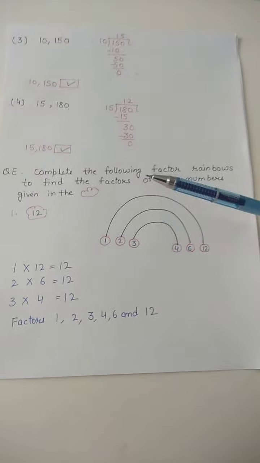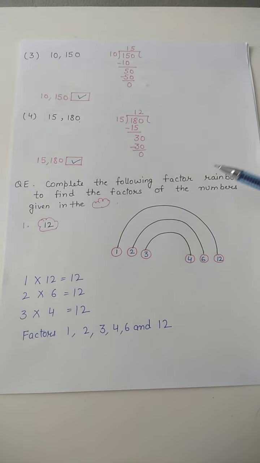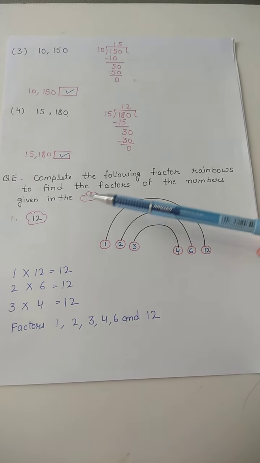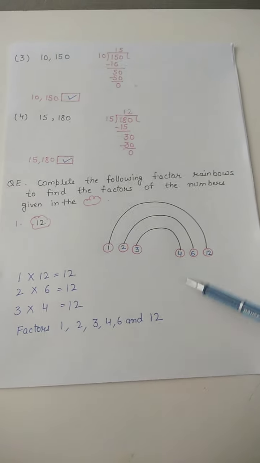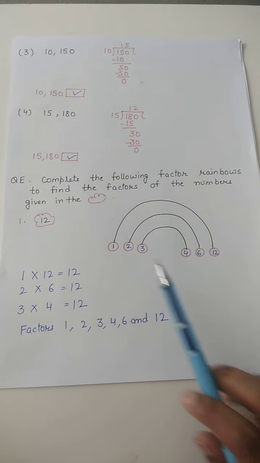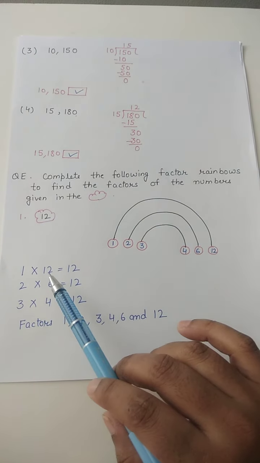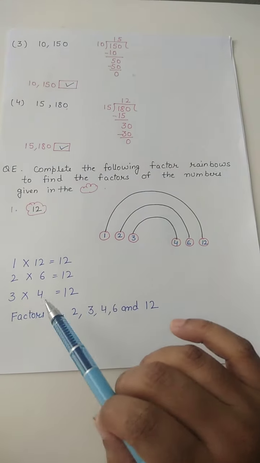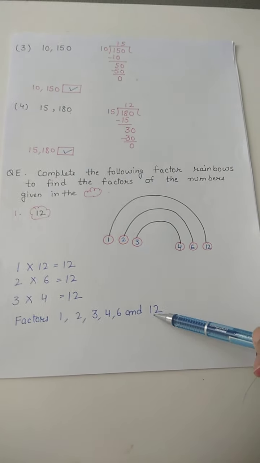Now come to question number 3, E. Complete the following factor rainbows to find the factors of the numbers given. This is like they made the cloud, and here we are showing the rainbow, right? So how do we do it? Firstly make the factors here. 1 and 12: 1 multiplied by 12 is 12. 2 into 6, 12. 3 into 4, 12. All factors came here: 1, 2, 3, 4, 6 and 12.